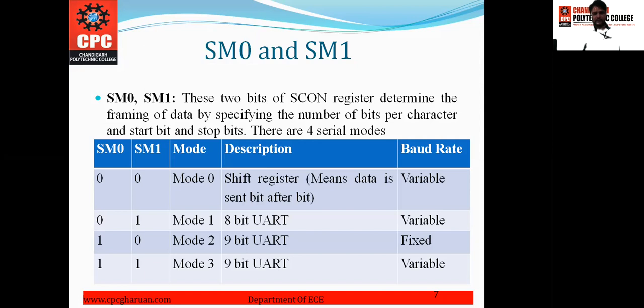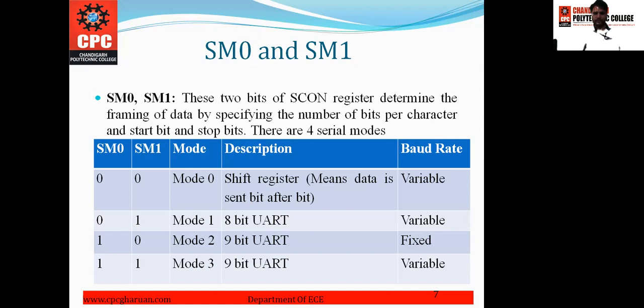And when SM0 is equal to 0 and SM1 is equal to 1, then the serial port operates in mode 1 and it acts like an 8-bit UART, and in this case the baud rate is also variable.